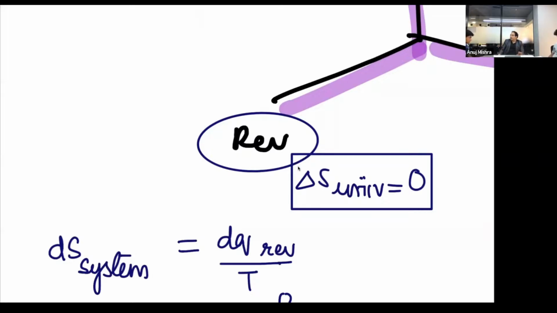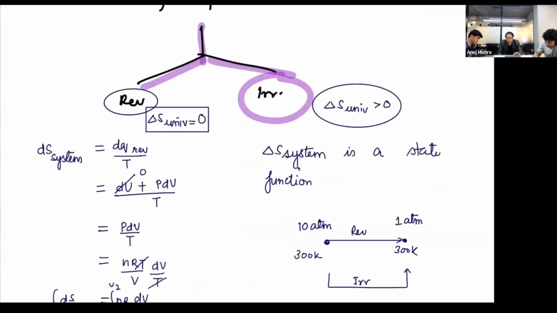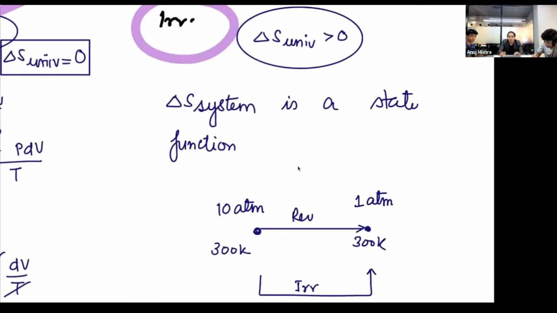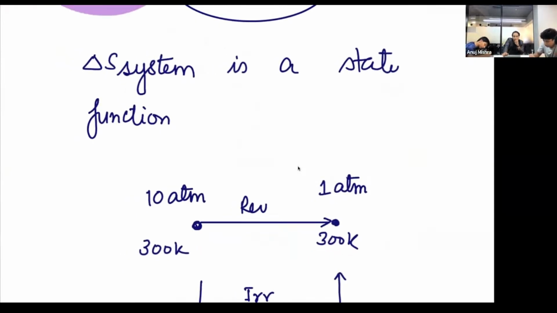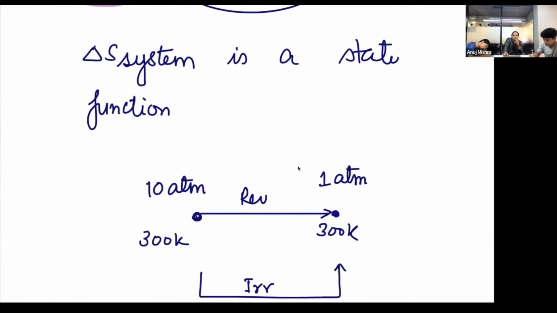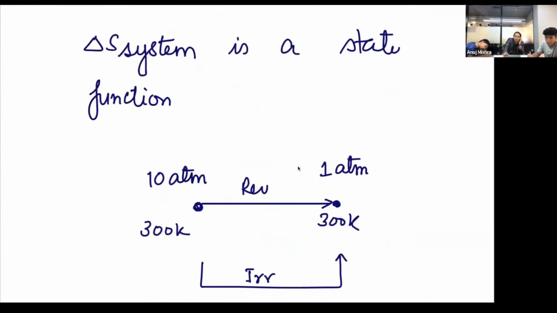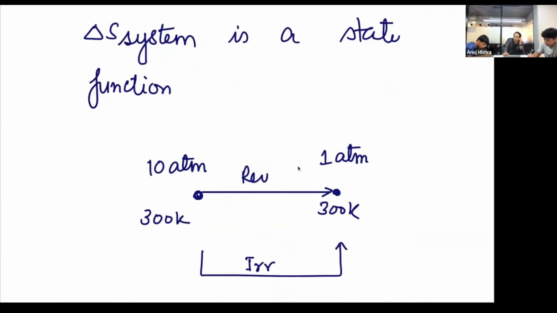And this property, delta S system, is a state function. Look, delta S system is a state function. If it is a state function, does it matter whether you go by the reversible route or the irreversible route? No. So what is the answer? Same. So delta S system will be same. Write it down: delta S system is a state function. You are starting from 10, 300 to 1, 300 in both situations, be it reversible or irreversible. So since my endpoints are same, my delta S system will be same, since it is a state function.